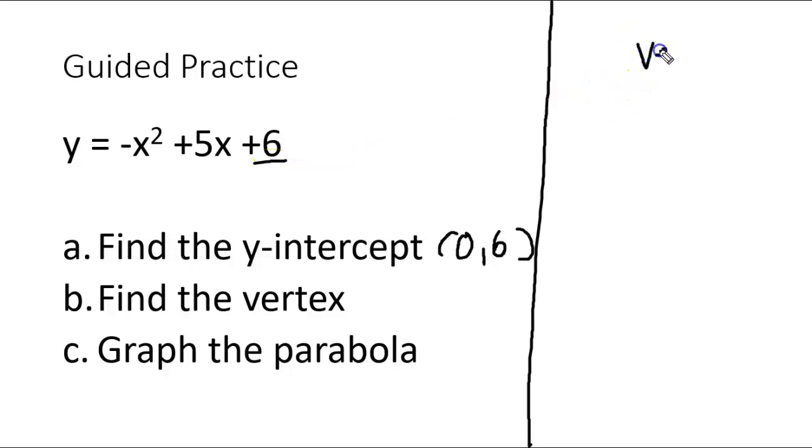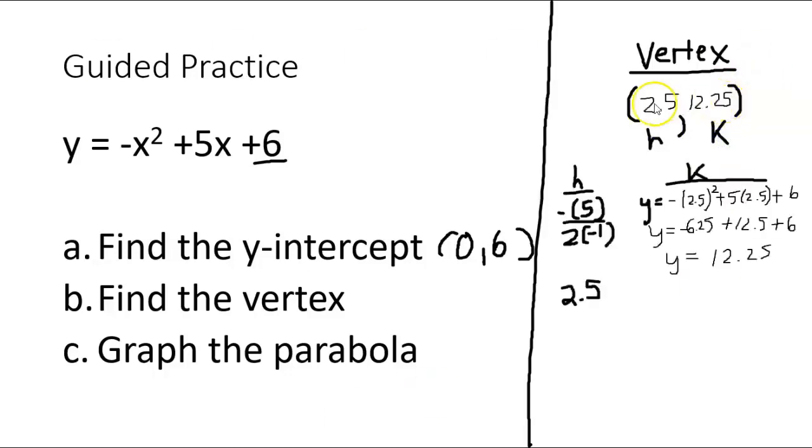Right now I want you to pause the video here and see if you can find the whole vertex. And yes, you are going to be getting fractions, and I recommend you just change it into a decimal. It'll make things a lot easier. When you unpause it, you'll see the solution worked out. So here's our answer. You should have gotten 2.5 and 12.25 for K.